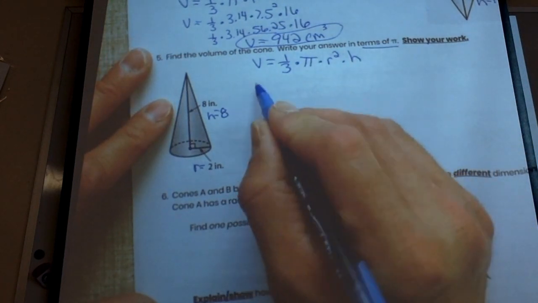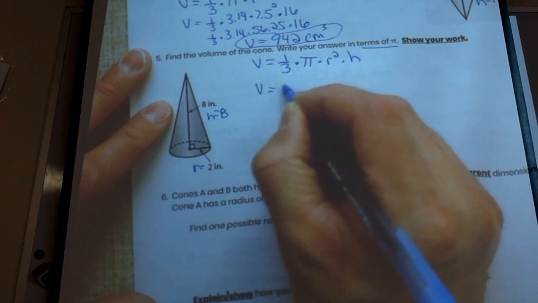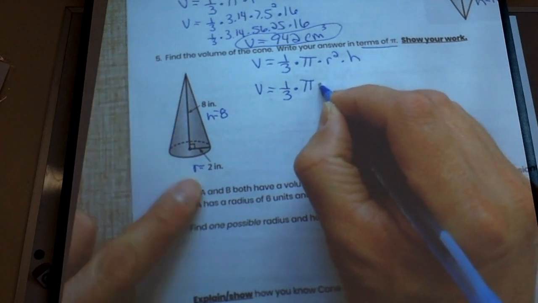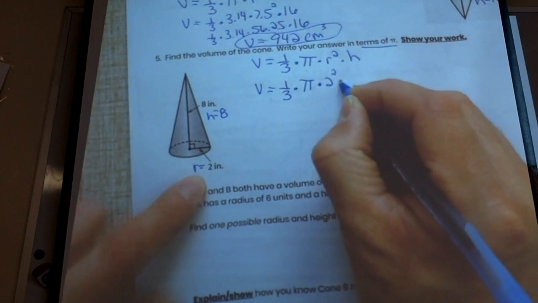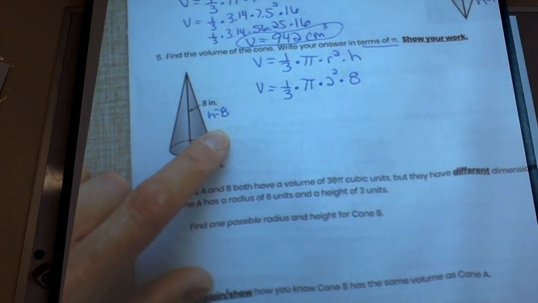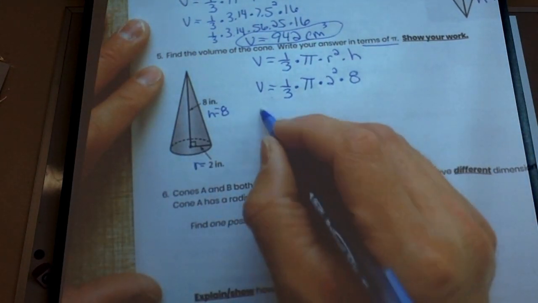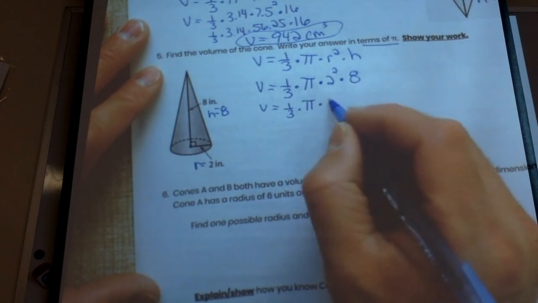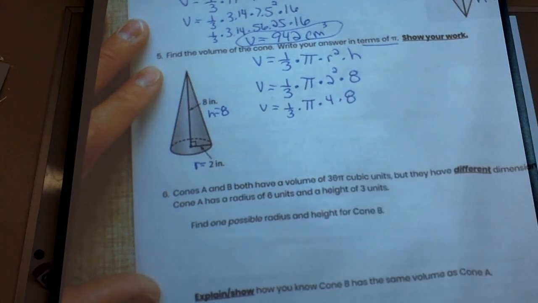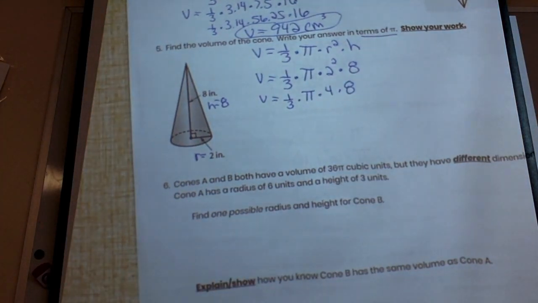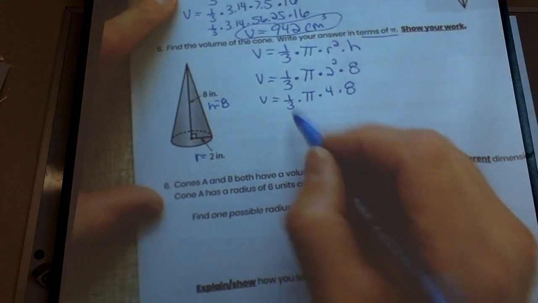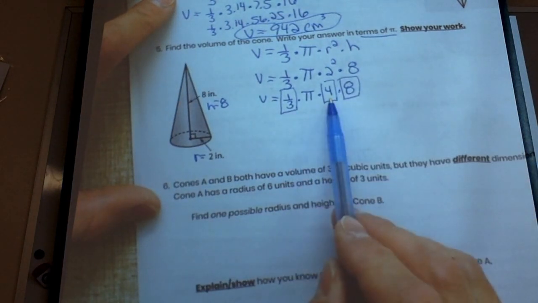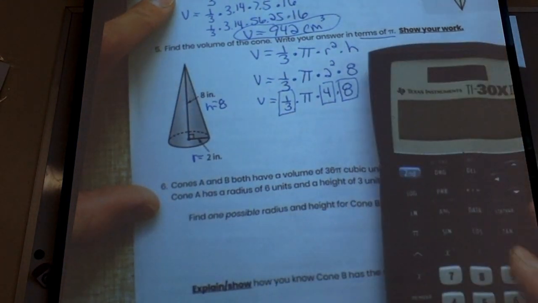So we're just going to plug in everything we know. So volume equals, 1/3 stays the same, pi is going to stay the same. Radius we know is 2, so it's 2 squared, and our height is going to be 8. So I'm going to figure out 2 squared: volume equals 1/3 times pi times 2 squared, which is 2 times 2 is 4, times 8. So in this one, since we're leaving our answer in terms of pi, I want to multiply everything I'm going to box in here. So 1/3 times 4 times 8. Well, 8 times 4 is 32.